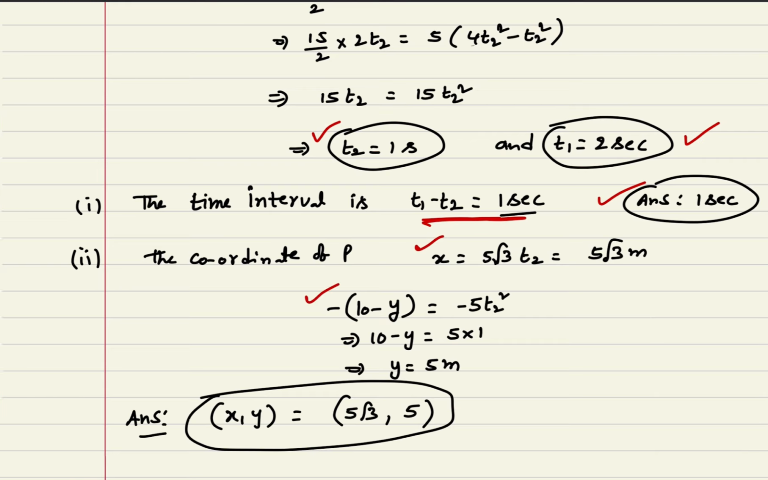Next, the coordinates of point P. I wrote the x value, similarly I wrote the y value. I got y is equal to 5 meters and x is equal to 5 root 3 meters. Finally, I am getting 5 root 3 comma 5.